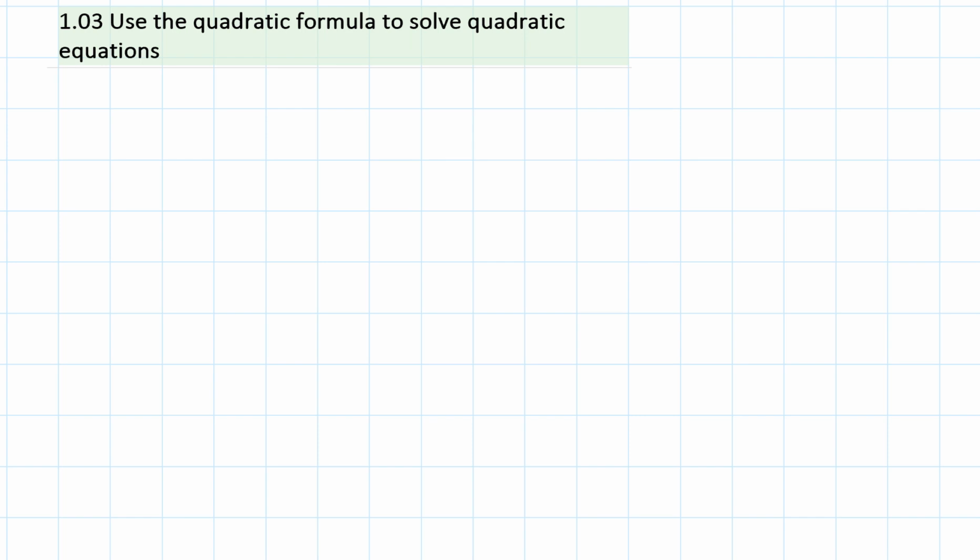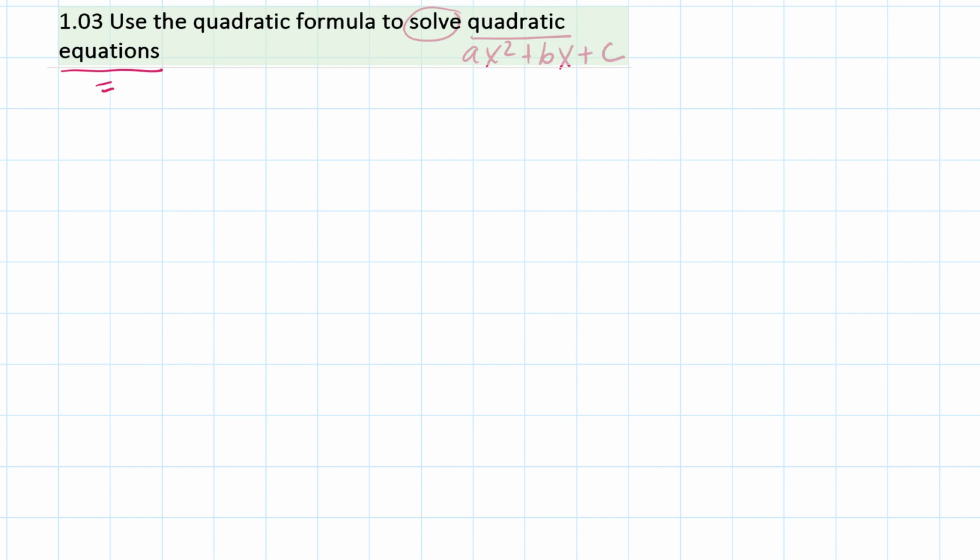Today's goal is to use the quadratic formula to solve quadratic equations. Yesterday we were solving. Again, our goal is to solve or find solutions. What values will make the equation true? Again, we're using quadratic equations. Those are things with equal signs that have the form ax squared plus bx plus c.